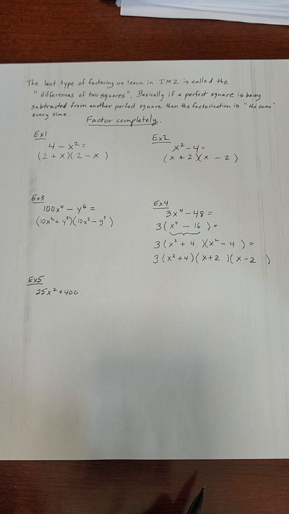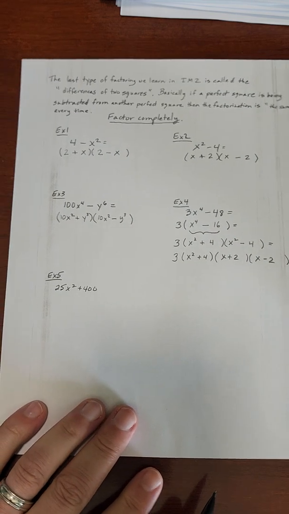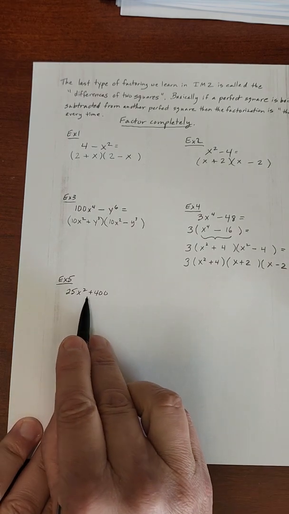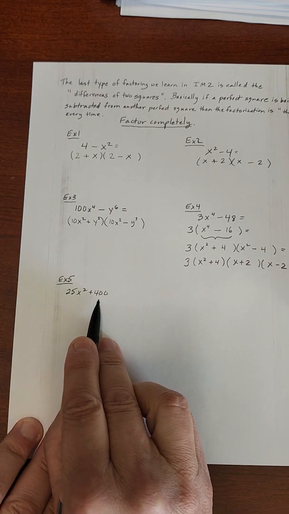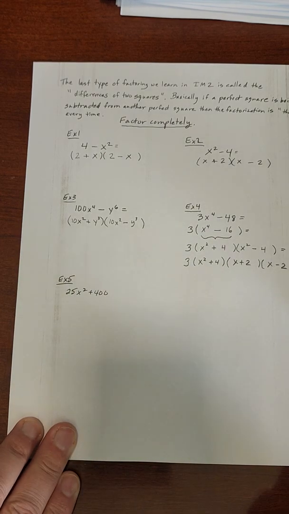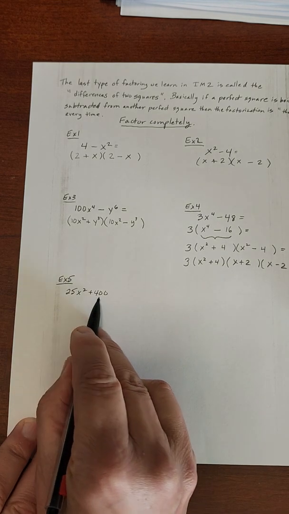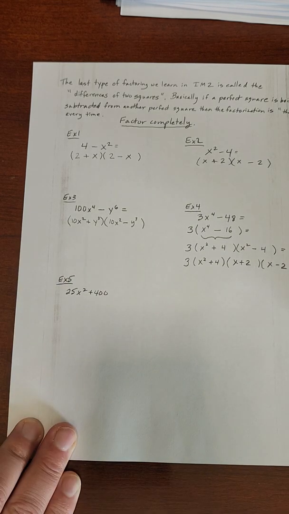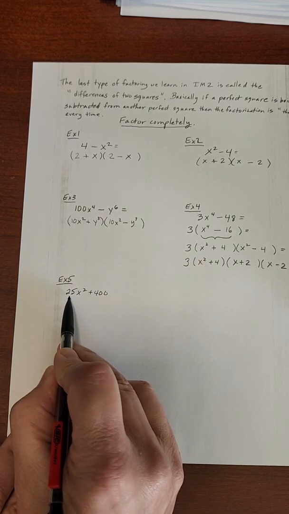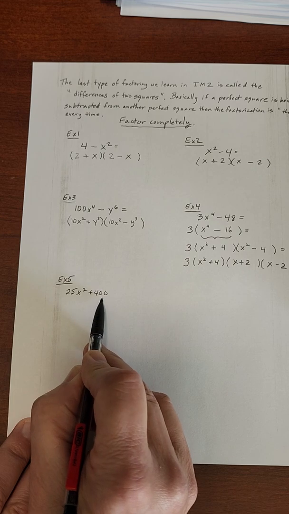Okay? All right, last example. Example 5. Notice we have a perfect square plus a perfect square. It's not a perfect square minus a perfect square. So these in general don't factor. But we can't skip Mr. Ray's golden rule number 1 when it comes to factoring. Don't this term and this term have a common factor? Of course they do. Because 25 goes into 25 once, and 25 goes into 400.